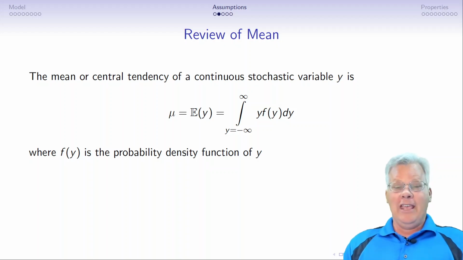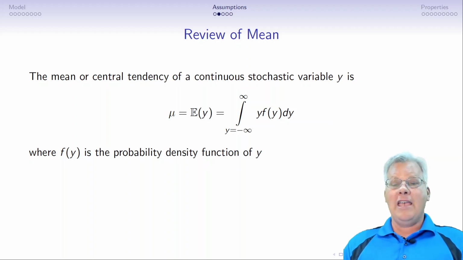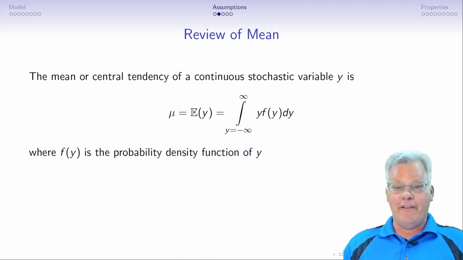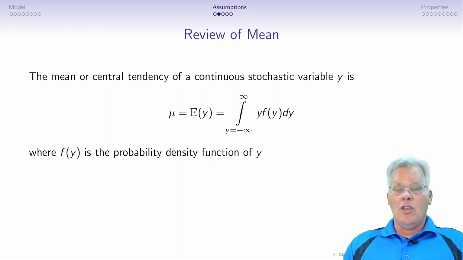Mu, the mean, is the unconditional expectation of y. Okay? And the way that good proper statisticians would describe the expected value is we integrate y times its probability density function over the entire domain, or possible values that y can take on. So in this expression, in essence, we're taking each possible value that y could take and weighting it by its probability of occurrence. We do this over all possible values.